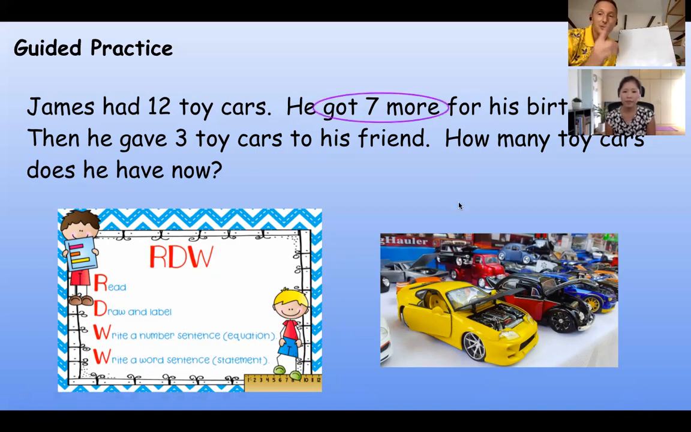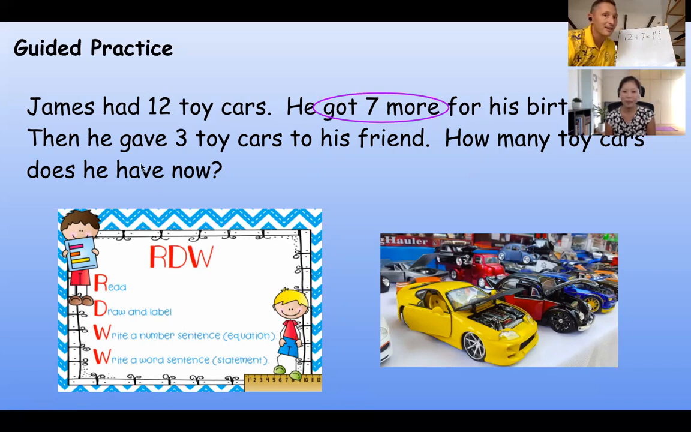He got 7 more for his birthday party, and that's going to be a really important word. So I'm going to start with my 12, and I know he got 7 more for his birthday party. So we're going to add that together. We have 12 plus 7. I know that 2 and 7 makes 9. So my answer is going to be 19 so far.